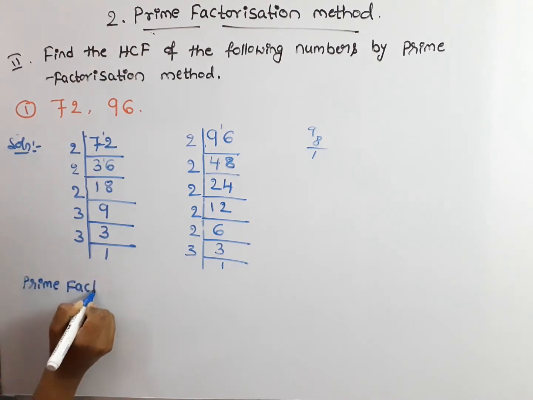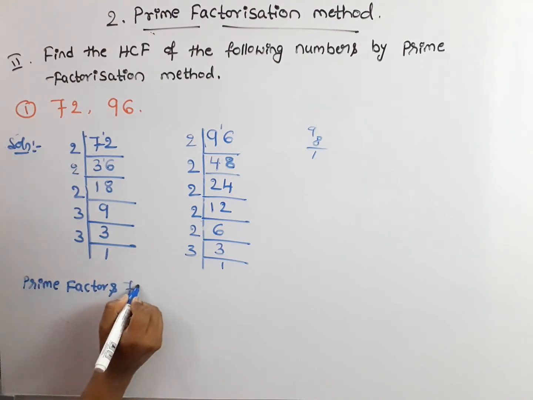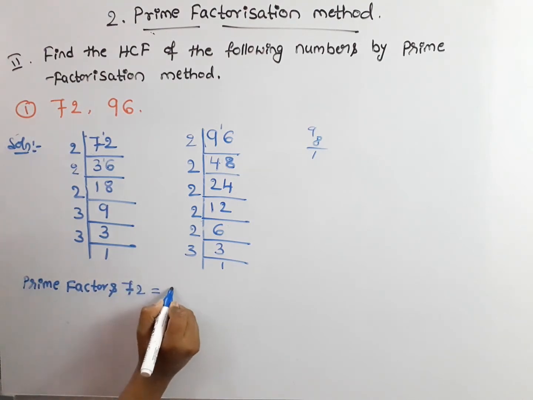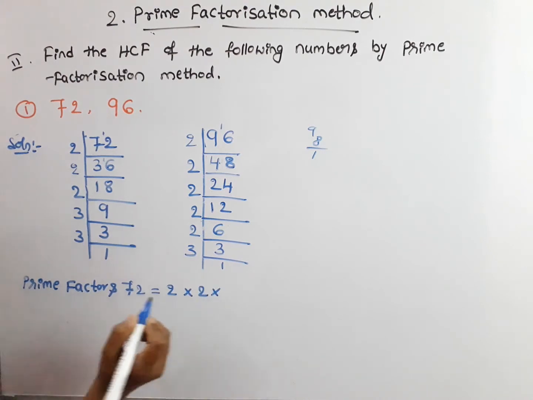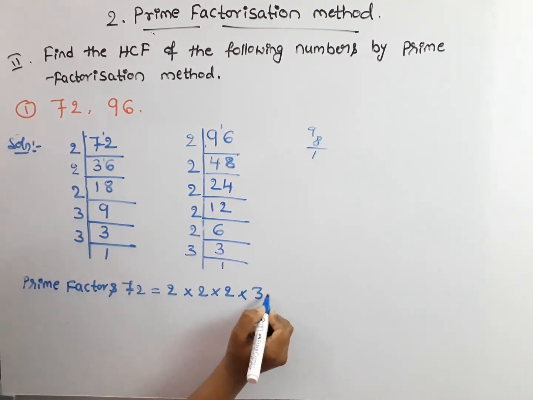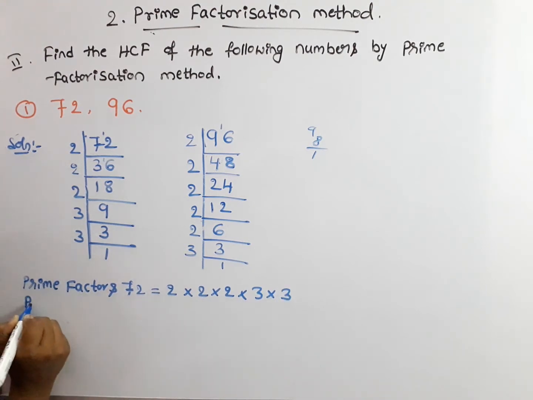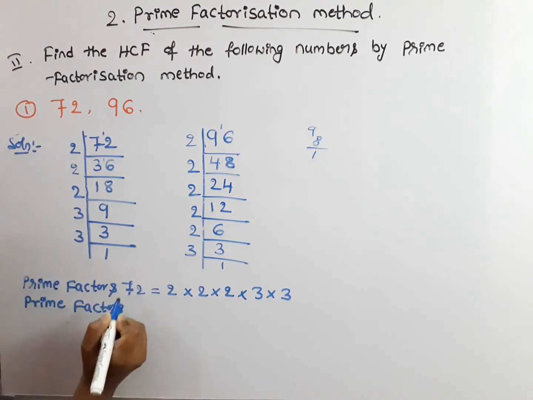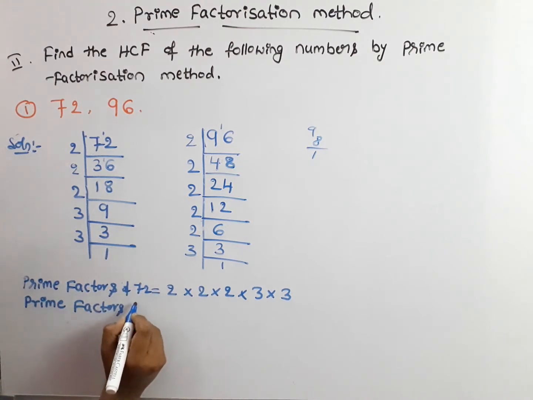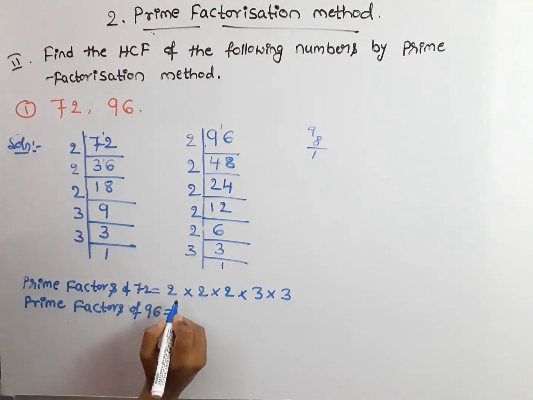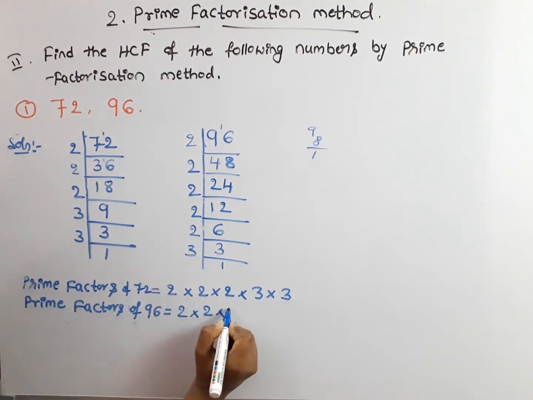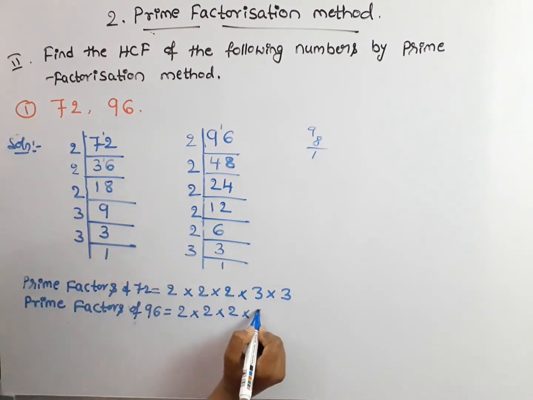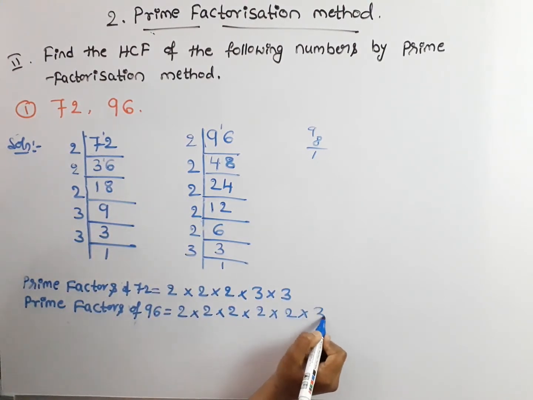So now write the prime factors of 72, which is equal to 2 into 2 into 2 into 3 into 3. Then write the prime factors of 96, which is equal to 2 into 2 into 2, then 2 into 2 into 3.